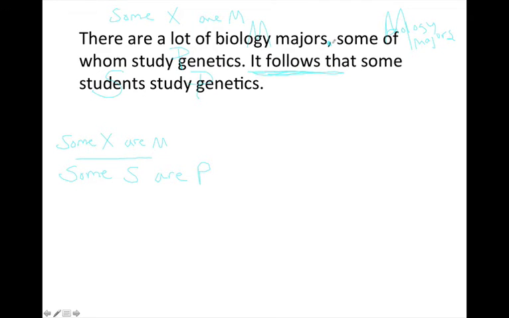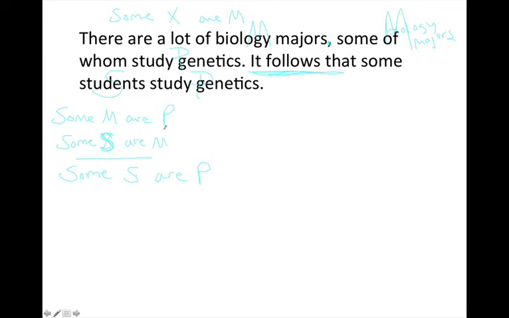There are a lot of biology majors is your minor premise. And then we get some biology majors are people who study genetics. So some middle term are P, people who study genetics. So is it the case that in the minor premise, X is students? Some students are biology majors. And that would fit, I think, better than saying that students who study genetics is a single class.